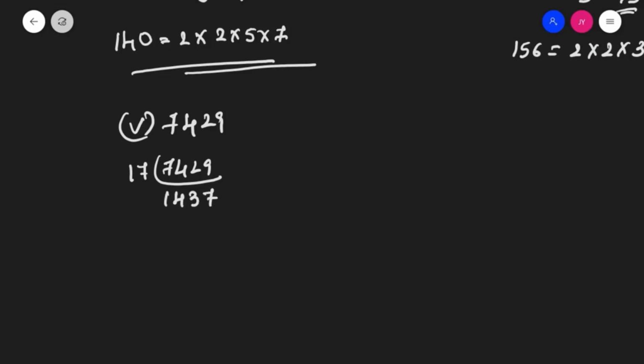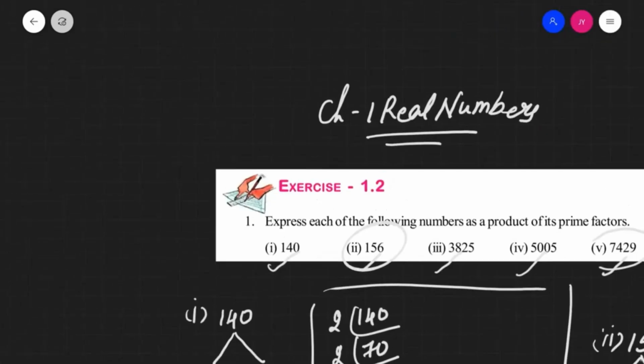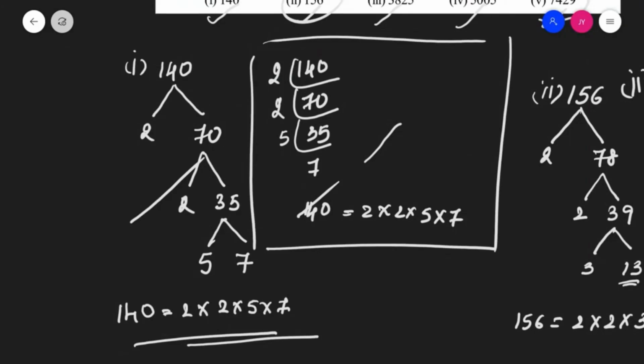And 437 is not divisible by 17 again. So it is divisible by the next prime number, which is 19. And 437 divided by 19 is 23. So 7429 is equal to 17 into 19 into 23, because 23 is also a prime number. So this is how we prime factorize different numbers. We can use both of the ways. Both of the ways are correct, but the second way is pretty easy and doesn't take much time.